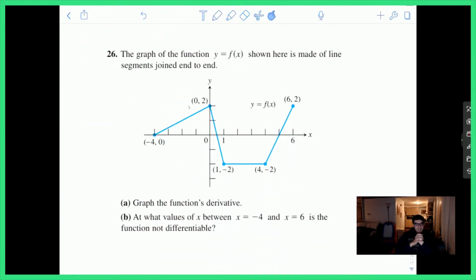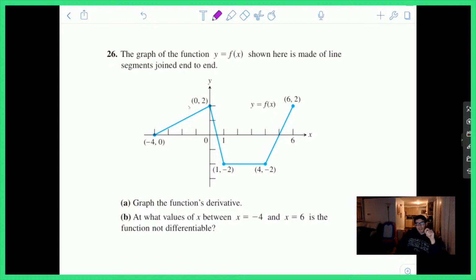Look at this guy. The graph of the function is shown here, made of line segments joined end to end. Graph the function's derivative. At what values is it not differentiable? All right, let's try the derivative here. Now, typically, the derivative is just a rough sketching, right? That's all I want from you guys, just a rough sketch.